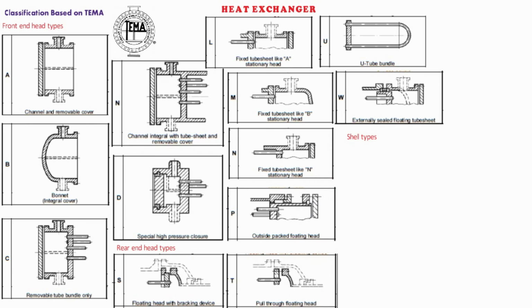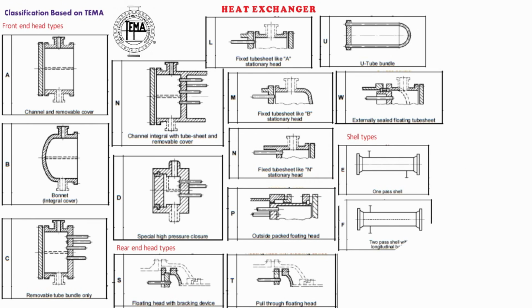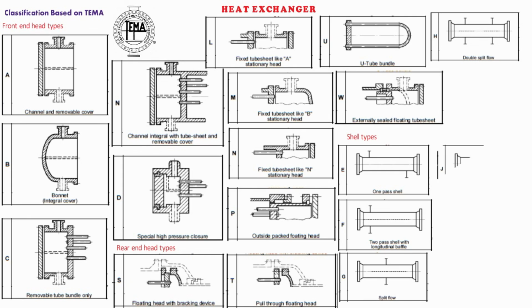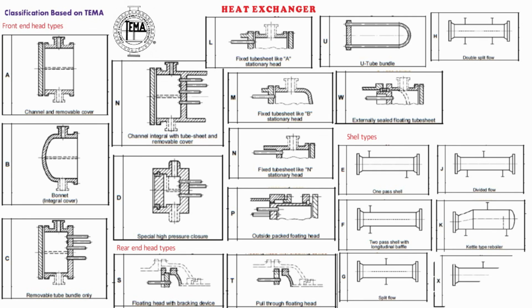Shell types include E. One-pass shell, F. Two-pass shell with longitudinal baffle, G. Split flow, H. Double split flow, J. Divided flow, K. Kettle type reboiler, and X. Cross flow. In this, the alphabets used along with the pictures are of great importance as we use these to identify the type of heat exchangers to be used. Sometimes this alphabet is the only information given on data sheets.